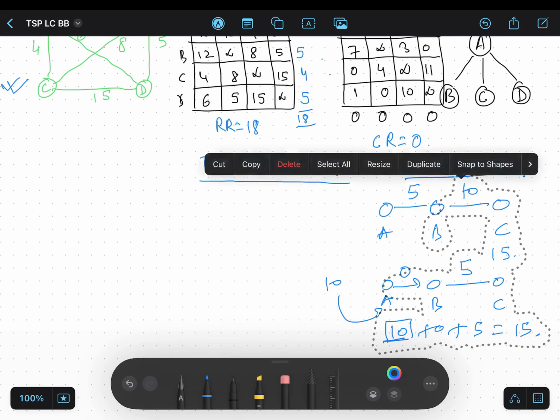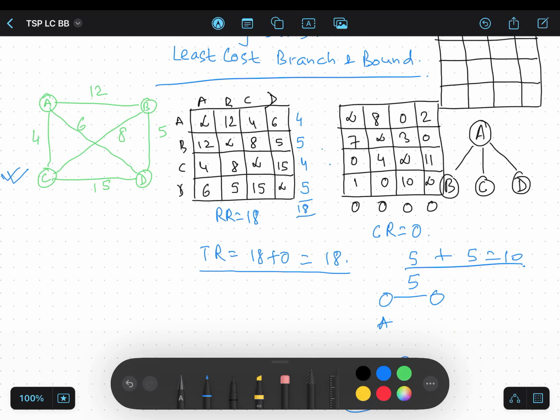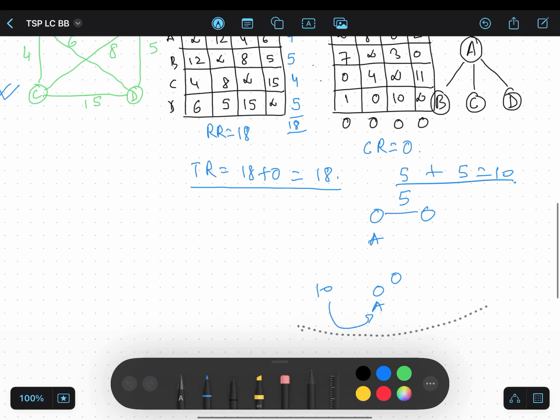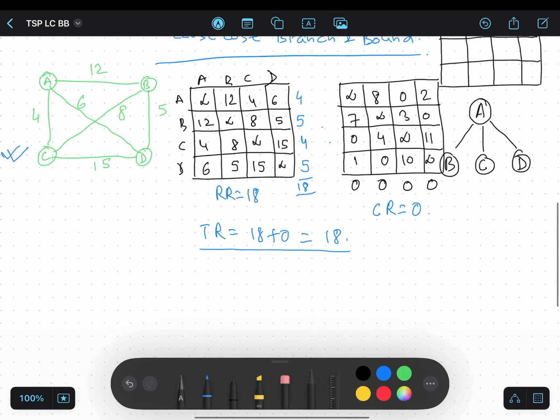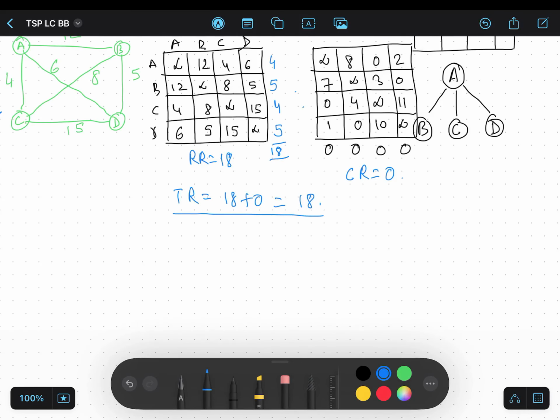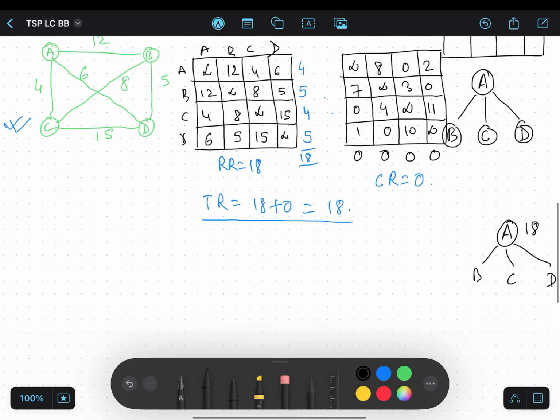I'm going to delete this. Okay. So then this means if we start from A, the minimum is going to be 18, at least, whichever path we are going to take. Now what we need to do is find the cost from going from A to B, A to C and A to D, and whichever is going to be minimum, we are going to follow that path.